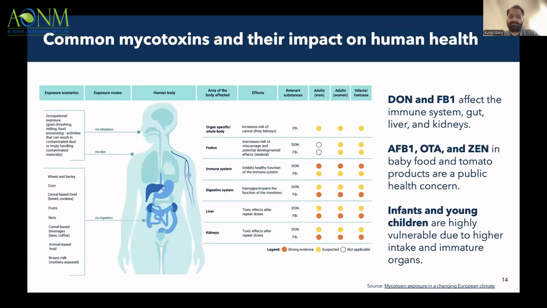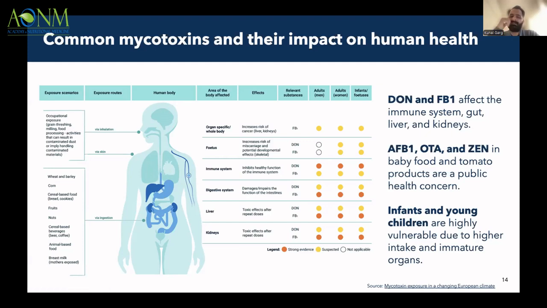So just a summary of the exposure slide. We get exposed through inhalation, skin, or ingestion, and these can come from a variety of sources. Now, when we are getting exposed to things like DON and FB1, you can see that they can affect the immune system, digestive system, liver, and kidneys. And what is more concerning is that certain mycotoxins like aflatoxin and ochratoxin are present more in baby food and tomato products.